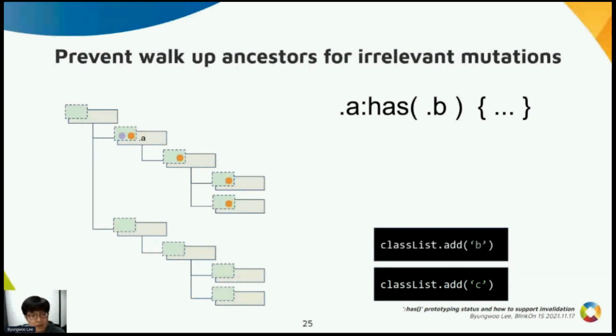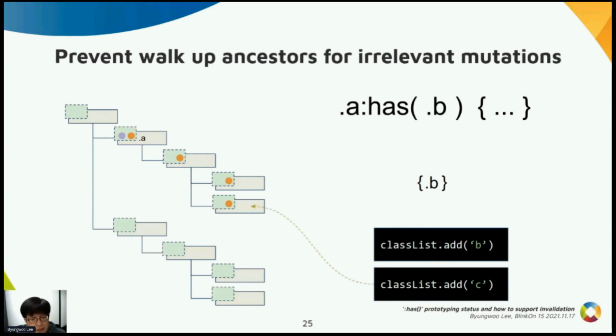We can get the details about the relevant mutation in the argument of the hash pseudo class. Similar to the existing invalidation set approach in Blink, we can extract features to check the relevance of the mutation from the hash argument.